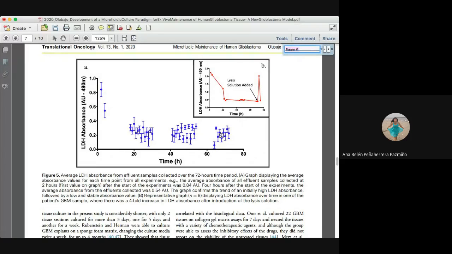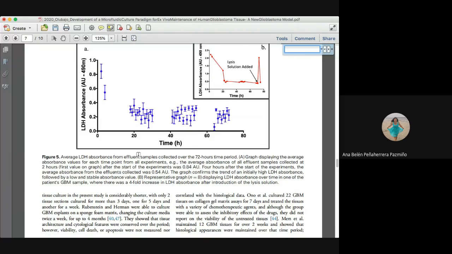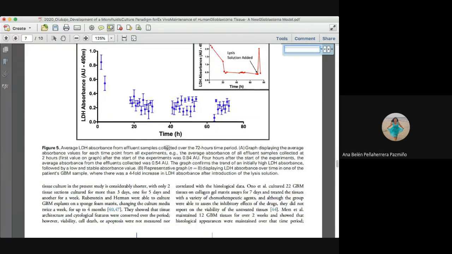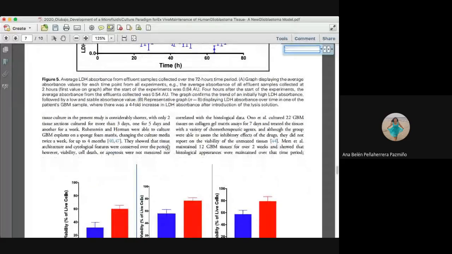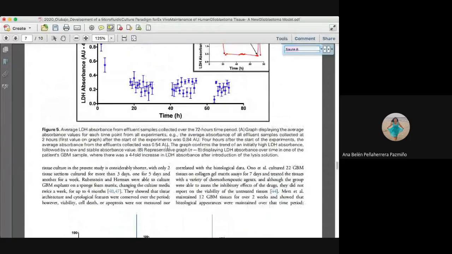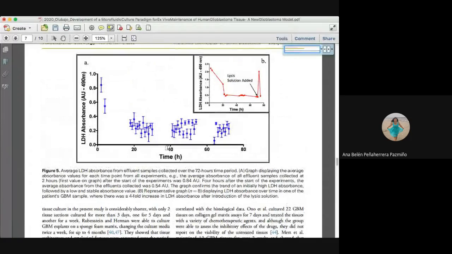They also measure this enzyme, and they could conclude that this model is relevant, and it maintains the cells as if they were cultured. So this model is validated, and it can be used to see how the cells from the patient behave, and they can apply personalized treatments. Thank you very much.